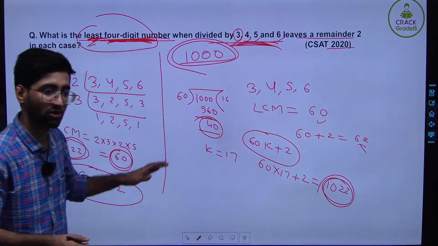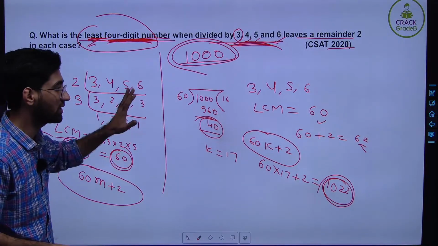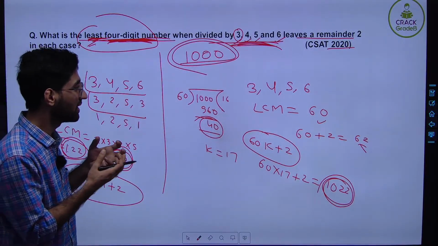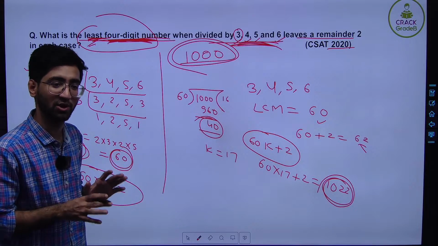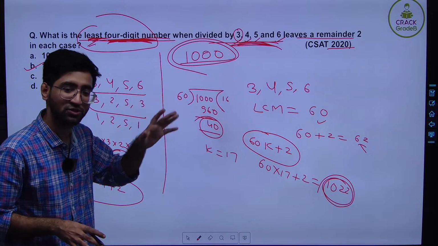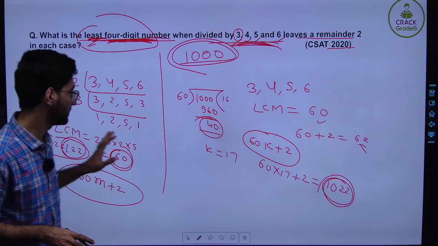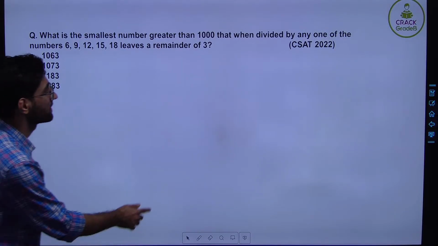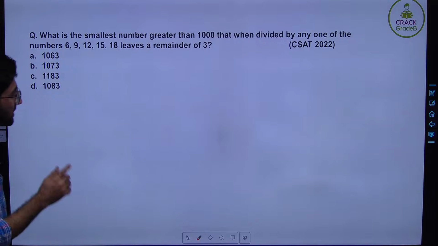But don't worry, we will solve many questions so that you will not have to cram these concepts. You will be able to understand. Hopefully, you are able to understand up to some extent. Let us try to solve this question. The approach is not going to change. The approach will be the same.